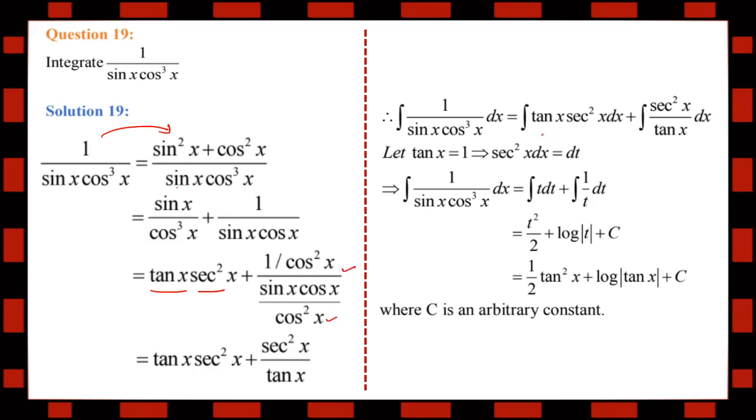Simplify and put the values here. Then here substitution is required. Tan x equal to t. So sec square x dx equal to dt. Put the values here, and t, what is the integral? t square upon 2, and 1 by t is log t.